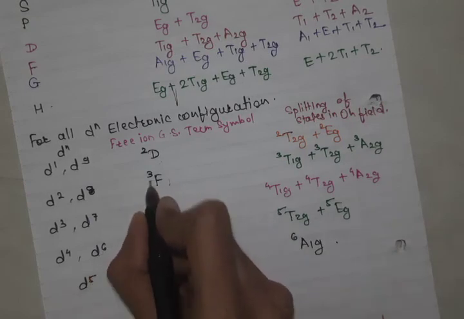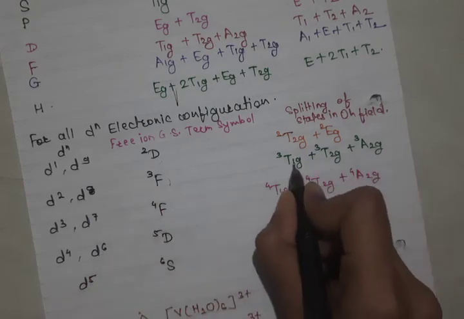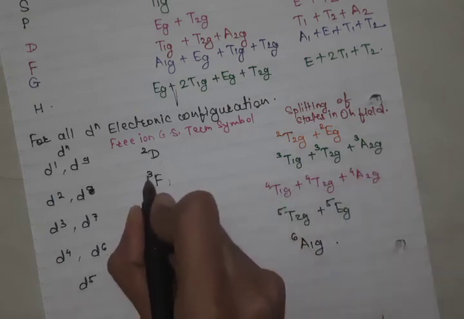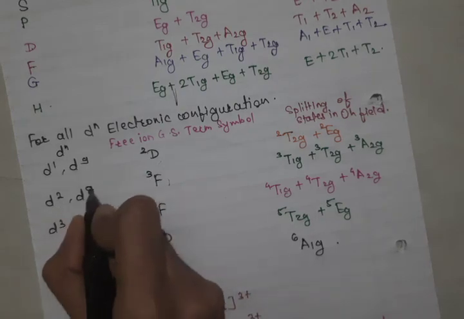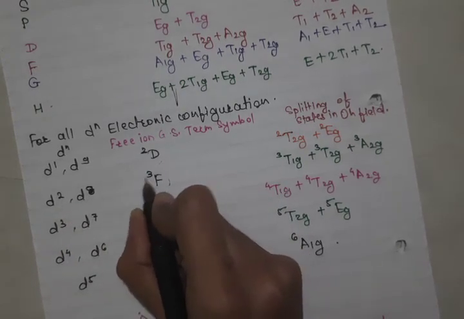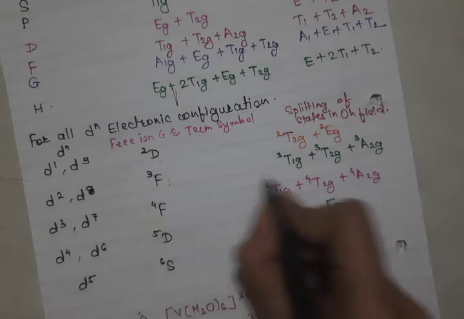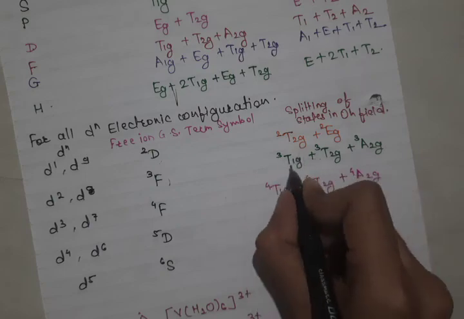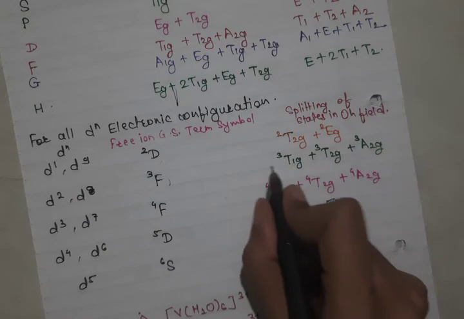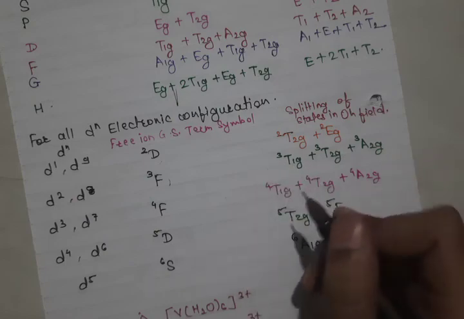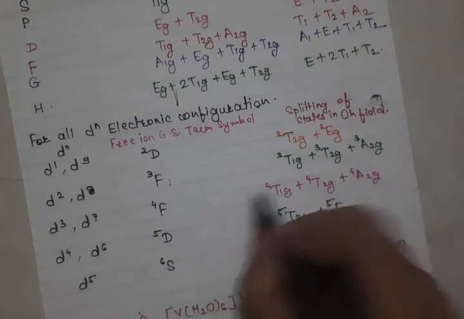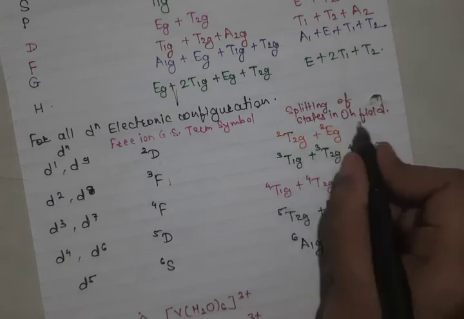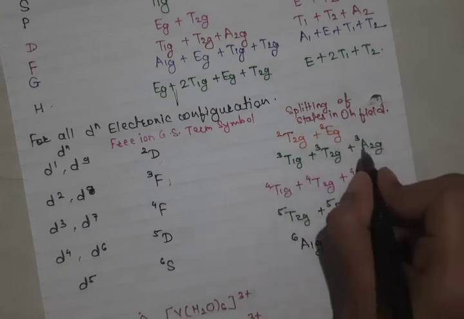For F3 term, the splitting is T1G plus T2G plus A2G. But the spin multiplicity is 3. This is for d2 and d8 electronic configuration. Term is F3 and the spin multiplicity is 3. So after splitting, don't forget to write the spin multiplicity, because if you write the wrong spin multiplicity, or forget to write it, it will make a difference in the calculation. So F3, the splitting of states in octahedral field: T1G3, T2G3, A2G3.